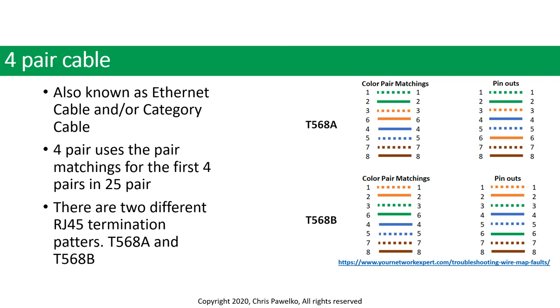Now, with regards to the T568B, the pin one, pin two wiring out is white, orange, orange. So T568A, pins one and two is white, green, green. And T568B is orange, white, orange.